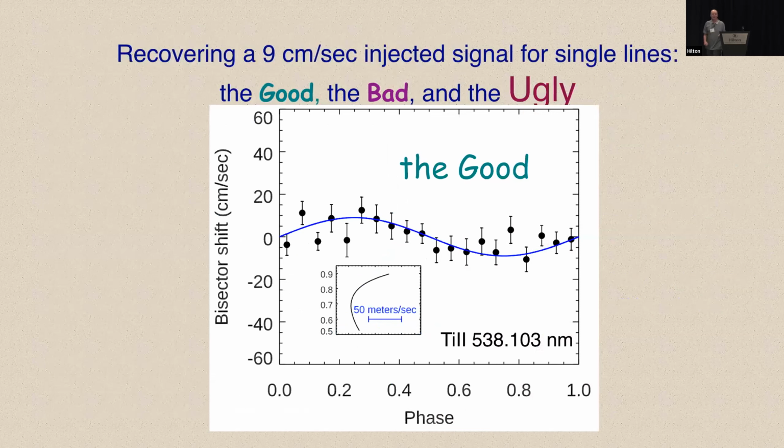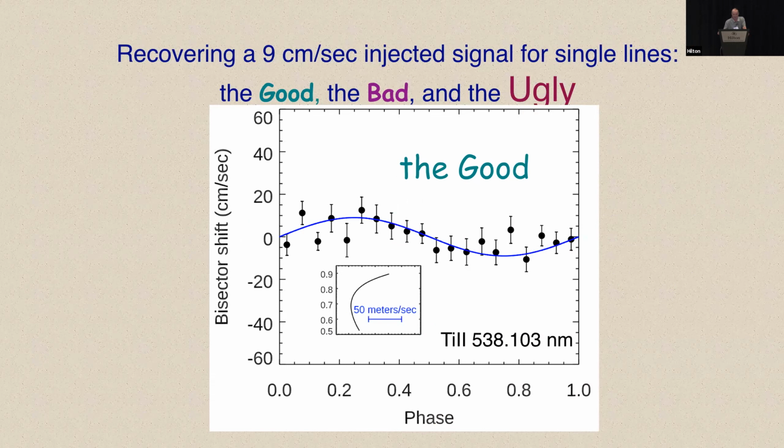Now, can I recover my 9 centimeters per second signal? I'm going to show you 3 lines. The good, the bad, and the ugly is what I call them. Here's one of the good lines. There's more than one good one. But this is an ionized titanium line at 538.1 nanometers. The average bisector is about 50 meters per second. It has the classic C shape. And it can almost recover a 9 centimeters per second shift.